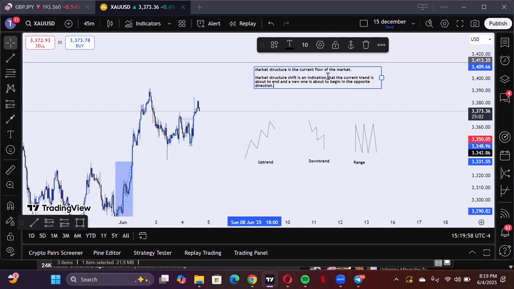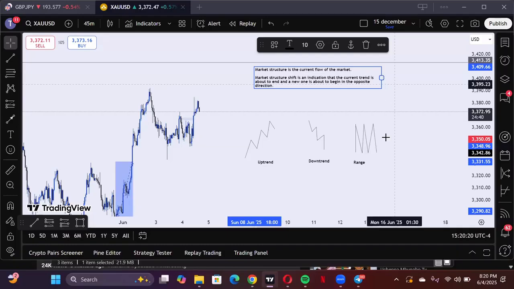That is what market structure shift is. It is an indication that the current trend is about to end and the new one is about to begin in the opposite direction. So this is just a theoretical definition. When it comes to practicalizing it, what this means is that if market is on a particular trend, any deviation from the characteristics of that trend means that a market structure shift is occurring.